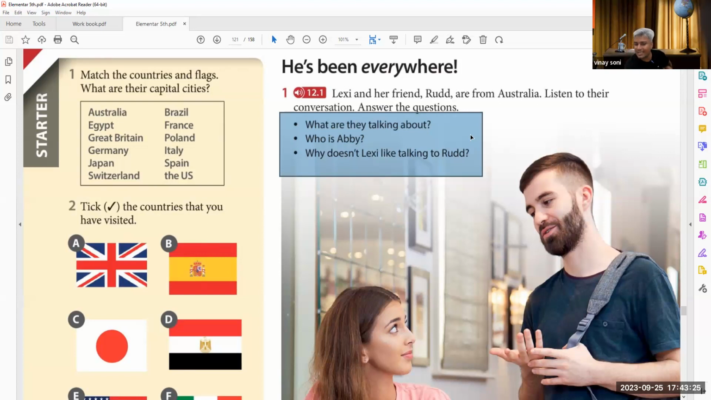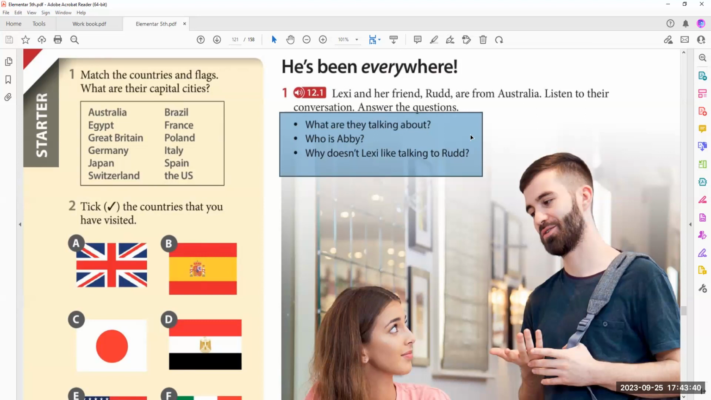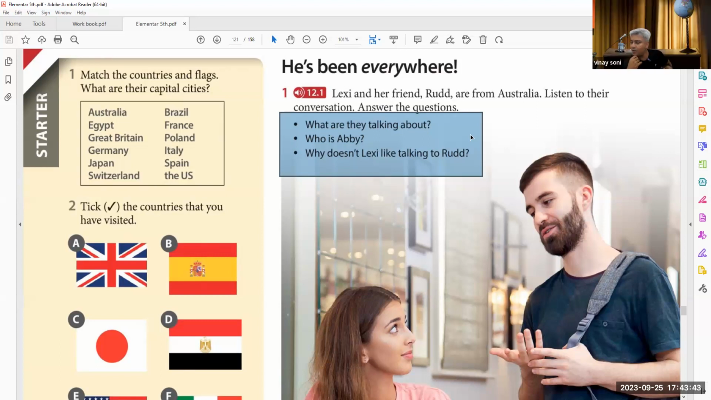Okay. Why doesn't Lexi like talking to Rudd? First of all, did you notice that Lexi doesn't enjoy talking to him? Why doesn't she enjoy talking to him? Exactly, because Rudd keeps talking about the places he visited, right? And nobody wants to know. This is very common. Rudd is not alone. There are so many people who have traveled a lot, and wherever they go, they talk about all those places. You know, I once went to this. Some people take interest, but the majority are bored. Okay, they don't care. Lexi is one of them. She doesn't care. She doesn't want to know.